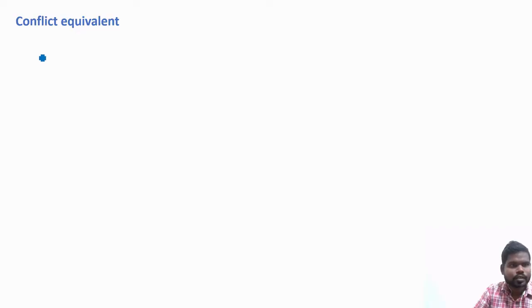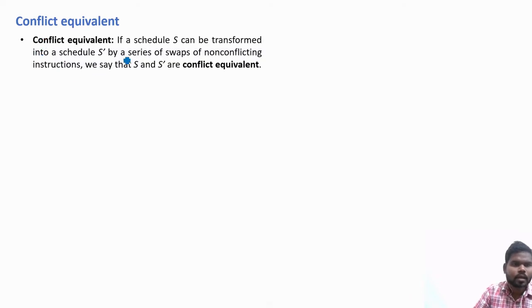In this lecture, we'll study conflict equivalence. So let us come to the definition. If a schedule S can be transformed into a schedule S dash by a series of swaps of non-conflicting instructions, then we say that S and S dash are conflict equivalent.